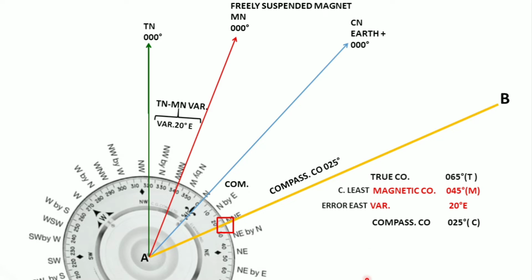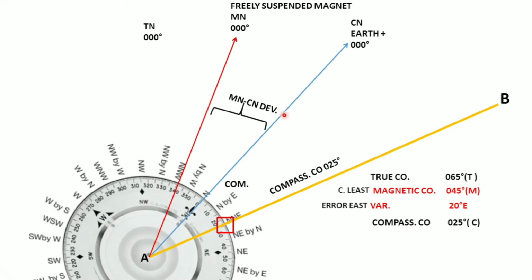The angle between the magnetic and the compass is the deviation, which you can see here. Magnetic north is pointing here, compass north is pointing here. The difference is about 20 degrees, which is reflected in these values here of magnetic and compass.